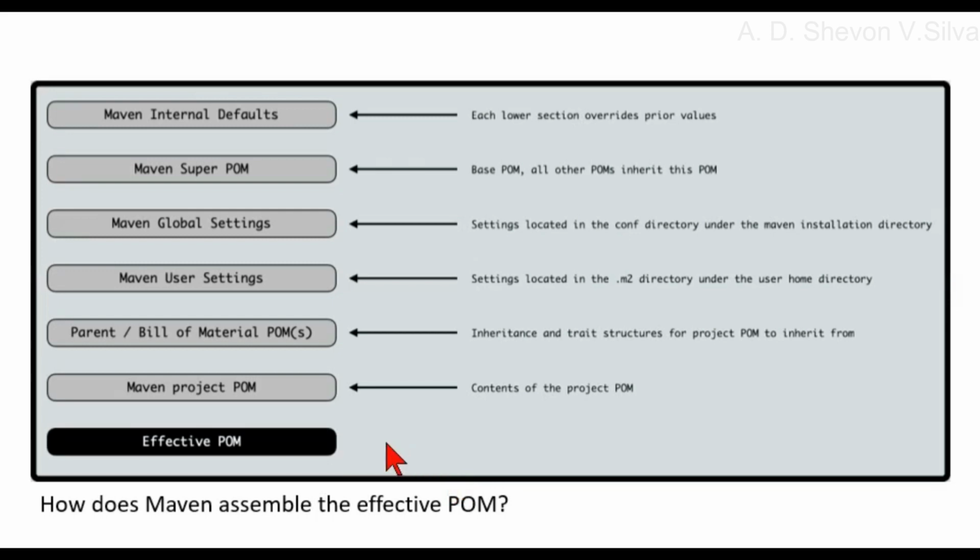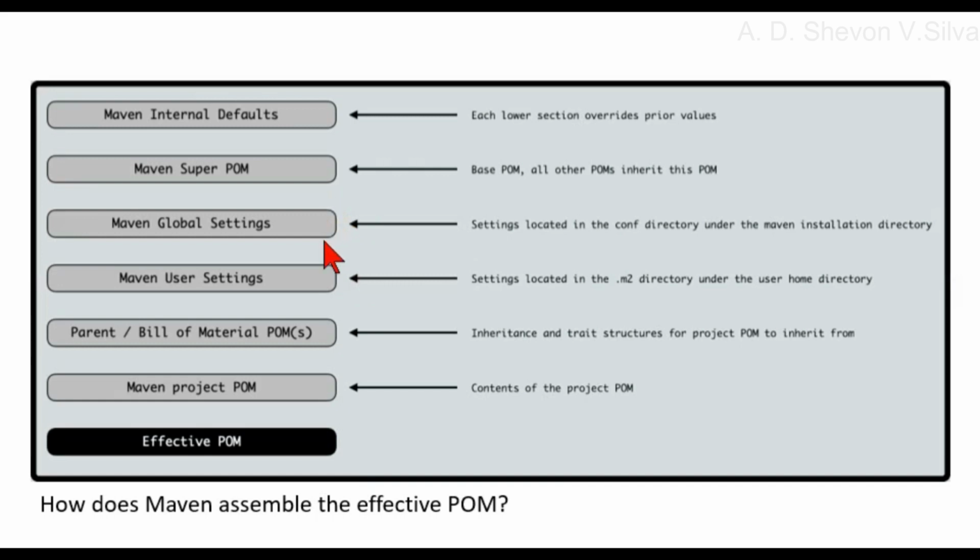Maven assembles its effective POM by traversing the layers that act as building blocks. Each layer has the ability to override or enrich the content of what becomes the effective POM. Maven internal defaults and super POMs are built into the Maven installation, so ideally not subject to customization.